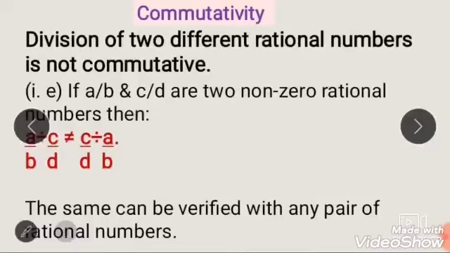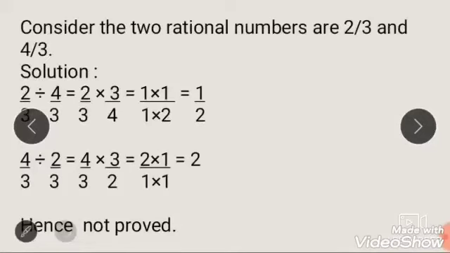In the previous step itself, they have given that division of two rational numbers is not commutative. So since division is not said to be commutative, let me prove it with an example. In this example, consider two rational numbers 2 by 3 and 4 by 3. First I take the LHS as 2 by 3 divided by 4 by 3. From this, we write it as 2 by 3 into 3 by 4.